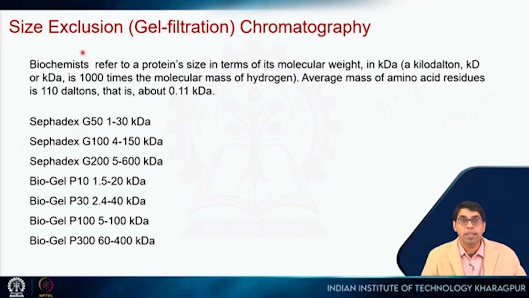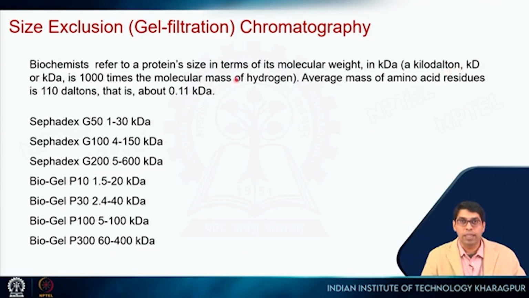So, let us look at size exclusion chromatography, the first one. In this case, protein size is used to separate out the proteins. Now, we refer to protein size in terms of molecular weight, and the typical unit that is used is the kilodalton, right.